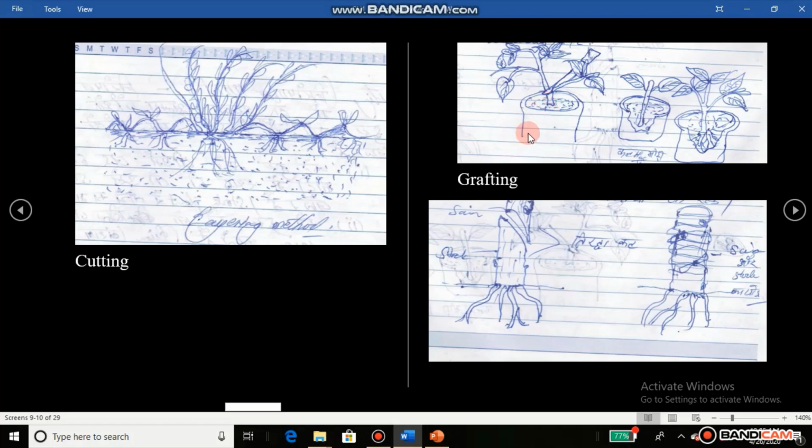How does cutting happen? How can you do the cutting method? First, you need to take a sharp knife or any kind of sharp tool that is used to cut the stem, because the stem needs to be cut in one go, not many times. So you need to take a sharp knife.